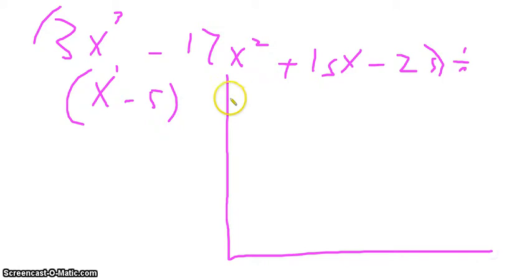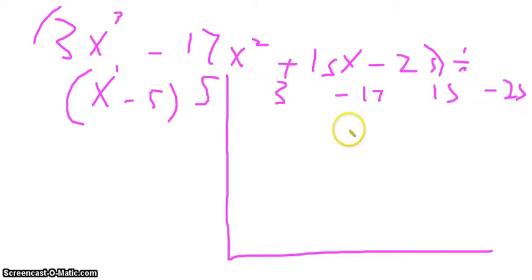There we go. So I'm going to take the opposite sign of what this x minus 5 is. I'm going to take the opposite sign of that 5. Right now the 5 has a negative sign, so I'm going to make it positive because it's opposite. So 5 is up here now. Then I put 3, negative 17, this is part of the setup, and negative 25.